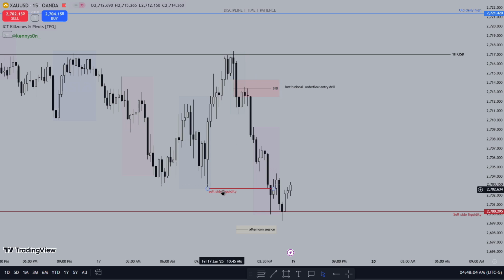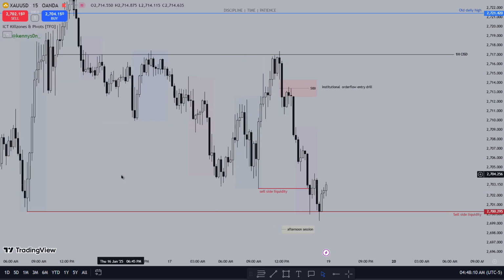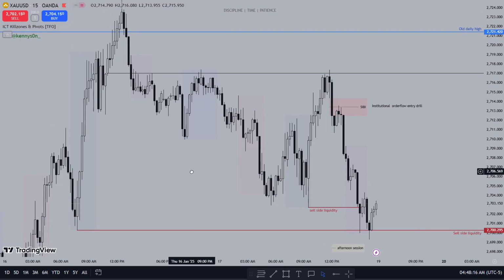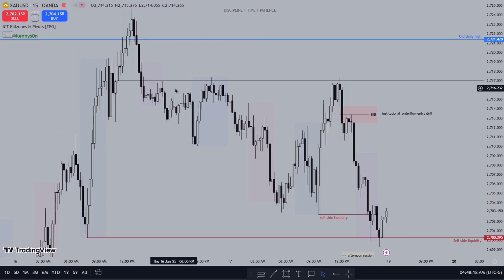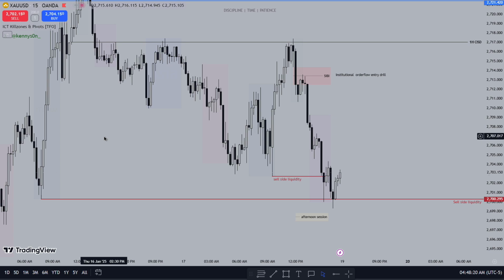Enter here, target the sell side, and then the previous AM New York session sell side that we were targeting originally after this change in state of delivery. That's your low hanging fruit, you'll never go wrong targeting the next draw. Session highs and lows, never go wrong. Like the closest session high, you'll never go wrong.